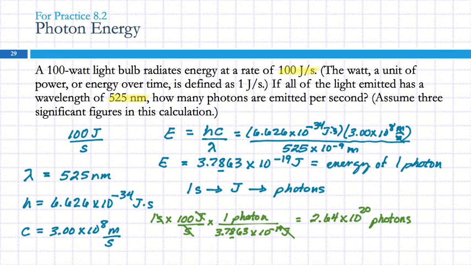And so the calculator tells me 2.64 times 10 to the 20th photons. A 100 watt light bulb is giving off 2.64 times 10 to the 20th photons every second. Does it make sense that it's a really big number? Because a photon is really, really small, right? It's a piece of light. I mean, it's hard to think about a piece of light. Any questions?